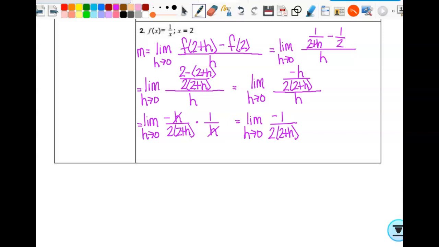So now that I have it all simplified, I can actually evaluate the limit. And so that's going to equal a negative 1 over, when I substitute in 0, I'll get 4. And what does that negative 1/4 represent? Slope. That is the slope of the tangent line when x equals 2 of this curve.